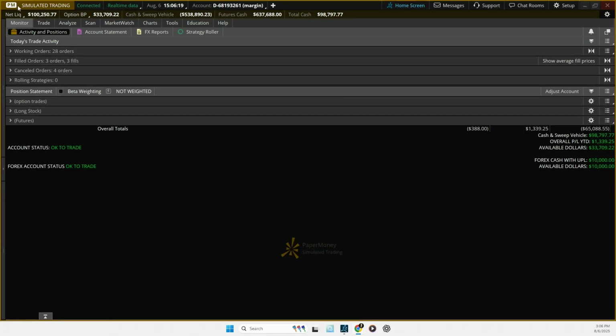So up here, we obviously see it's the simulated trading. It's telling us it's connected. I'm connected in real time. Here's the date and the time. I have it set up to Hawaiian Standard Time.